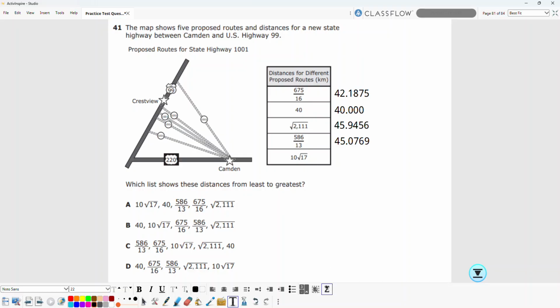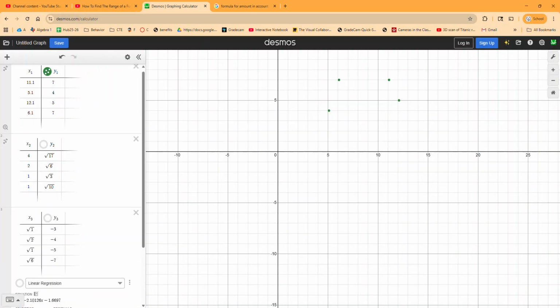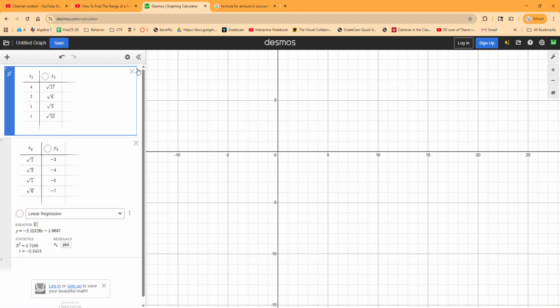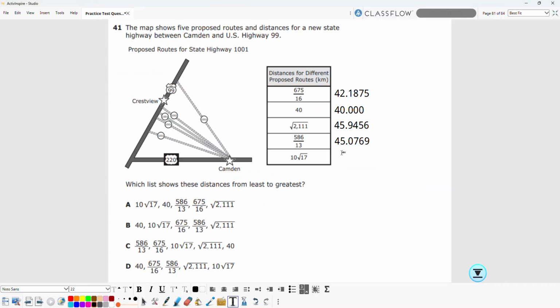This last one, I'm going to use Desmos. It's a little better at things like this. Simple square roots are fine, but let's check out Desmos. 10 squared 17. That's 41.2310.